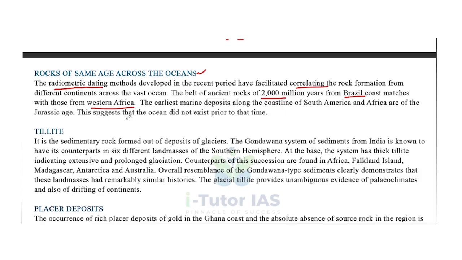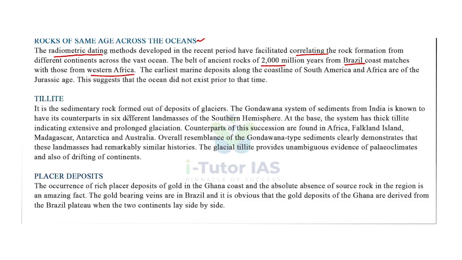Now, third one is tillite. What is tillite? It is the sedimentary rock formed out of deposits of glaciers. The Gondwana system of sediments from India is known to have its counterpart in 6 different landmasses of the southern hemisphere.